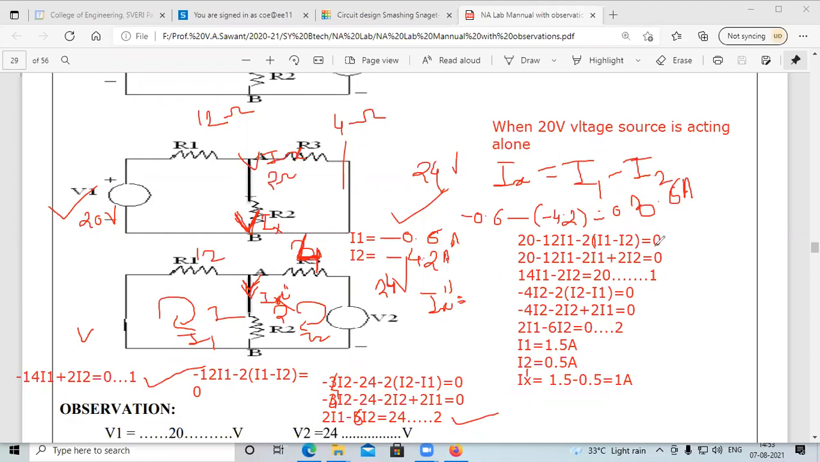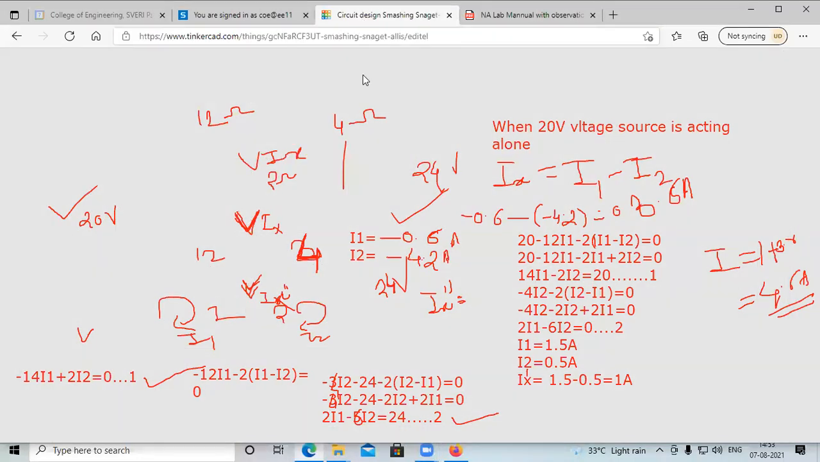So the total current flowing through this 2 ohm resistor is I equal to Ix dash plus Ix double dash. The value of Ix dash is 1 and Ix double dash is 3.6 ampere, so it becomes 4.6 ampere. We want to verify this using simulation. Now see the Tinkercad simulation.